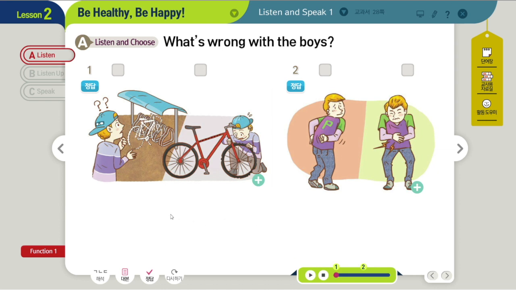Okay, it spoke pretty fast, so we'll listen again. What's wrong with the first boy? Then, what's wrong with the second boy?